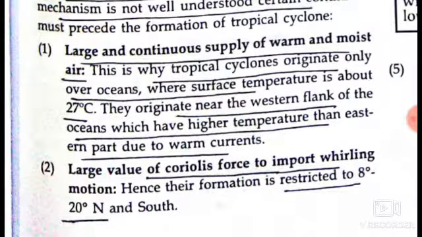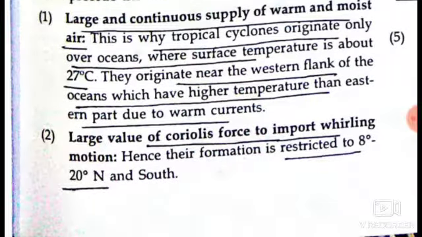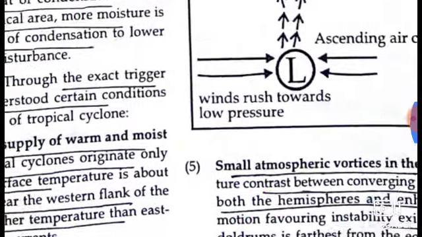They originate near the western flank of the oceans, which have higher temperature than the eastern part due to the warm current. Second, a large value of Coriolis force to impart whirling motion. Hence, their formation is restricted to within 20 degrees north and south.